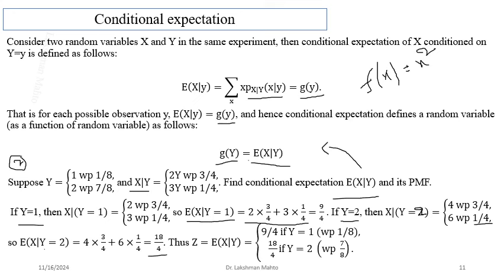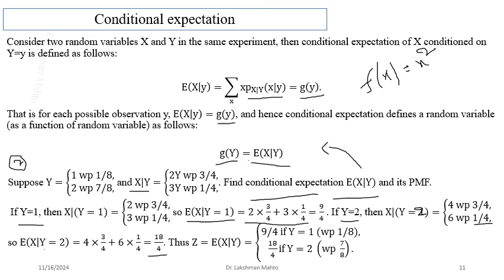So the conditional expectation of x given y, it is taking two different values with different probabilities. It is taking the value 9 by 4 with what probability? Anyone say, with what probability is the conditional expectation of x given y equal to 1 observing 9 by 4? What is the probability of observing 9 by 4? Anyone? 1 by 8, nicely. Why? Because y equal to 1 exists with probability 1 by 8.